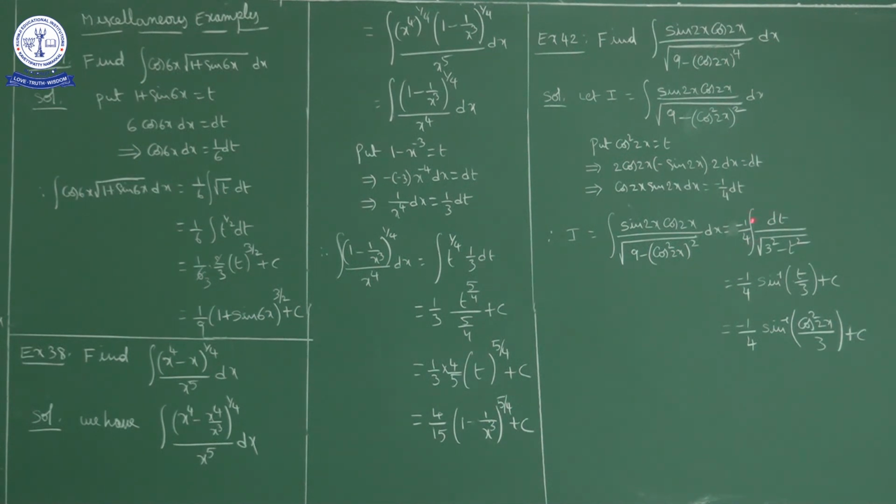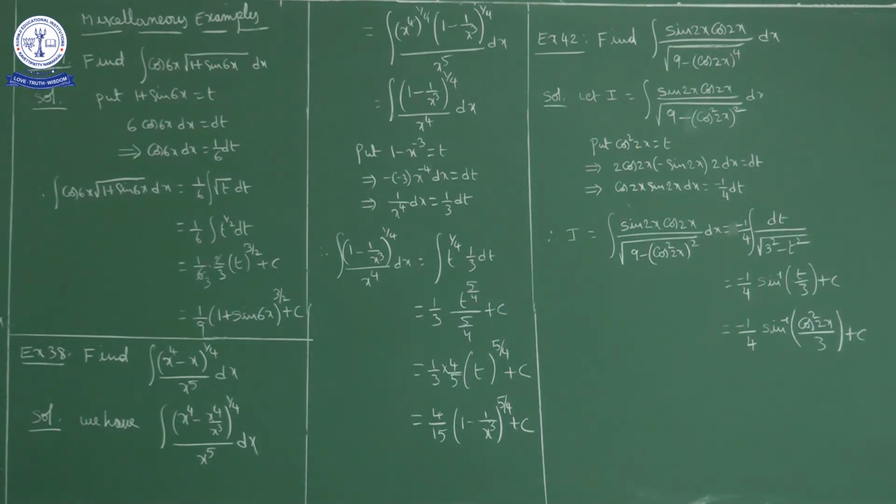Integral minus 1 by 4 dt upon square root of denominator is what? 9 we can write as 3 square minus this, which we consider as t, so t square. So minus 1 by 4 integral dt upon square root of 3 square minus t square. So integral 1 upon square root of a square minus x square is sin inverse of x by a. So what we get, minus 1 by 4 into sin inverse of t by 3 plus c. Okay, so what is t? T is cos square 2x. So final answer is minus 1 by 4 sin inverse of cos square 2x upon 3 plus c. Okay, that is the final answer.